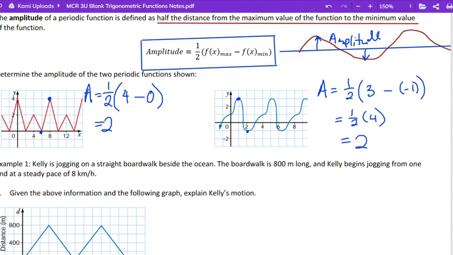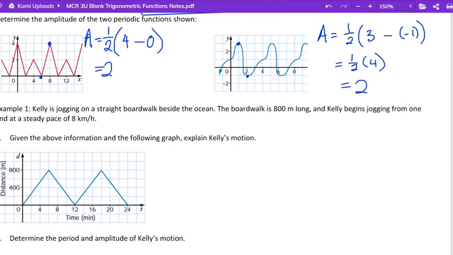We good? Okay. Let's look at a word problem. Kelly is jogging on a straight boardwalk beside the ocean, right? So she's literally just, there's a boardwalk, it's straight, she's running. The boardwalk is 800 meters long, and Kelly begins jogging from one end at a steady pace of 8 kilometers per hour.